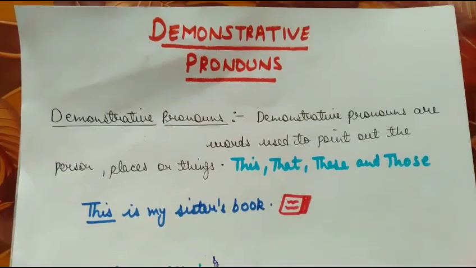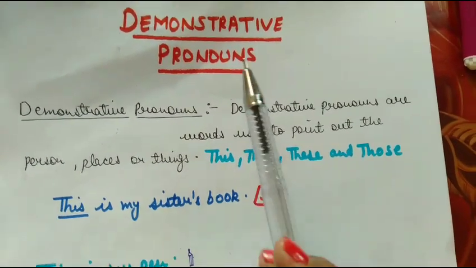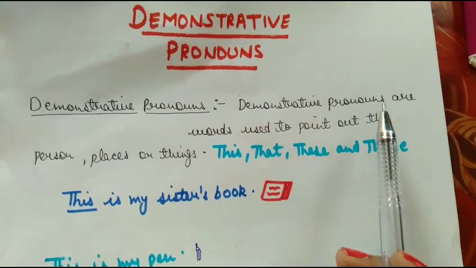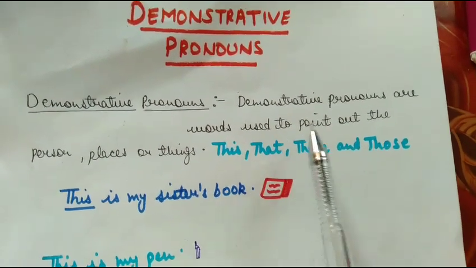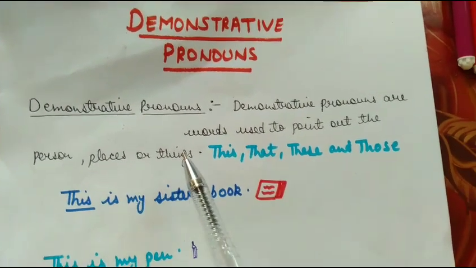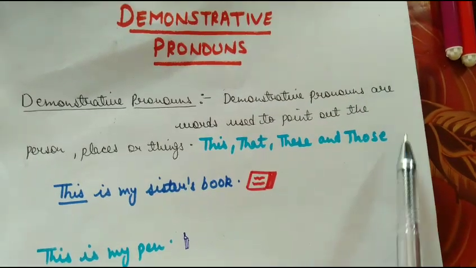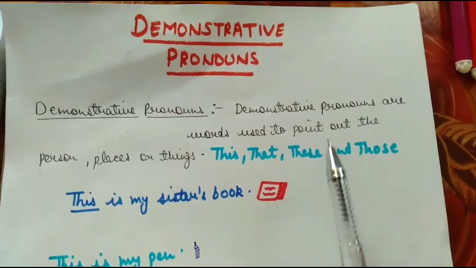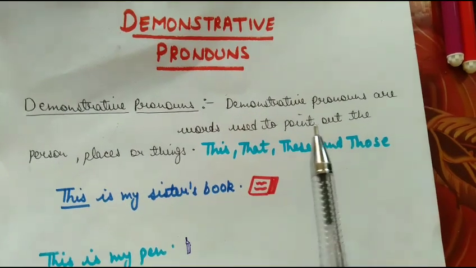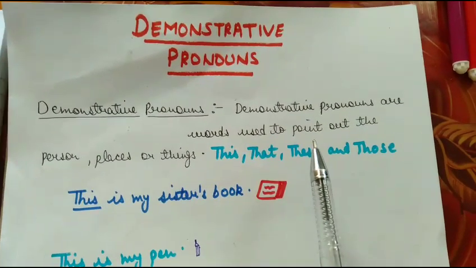Hello everyone, in this video we are going to learn about demonstrative pronouns. Demonstrative pronouns are words used to point out persons, places or things. This, that, these and those are demonstrative pronouns. They are used to point out or show the objects to which they refer.